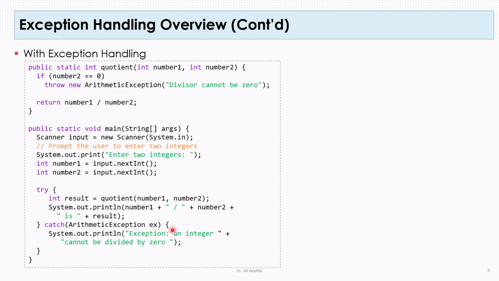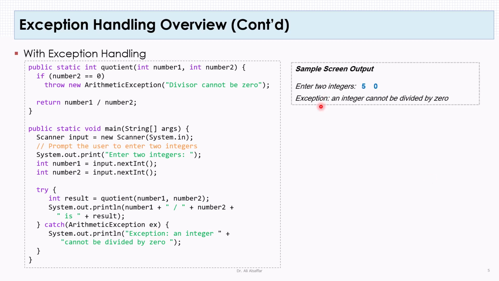And inside the catch statement, it will receive the object for the exception created in the quotient method as an input parameter by the name EX. But inside the catch, we are not using the object that was created in the quotient method. We are just simply printing a message saying that an exception has occurred, that an integer cannot be divided by 0. So here is a sample input output. After asking the user to enter 2 integers, if the user enters 5 for the first integer and 0 for the second integer, then the method quotient will raise an exception, and we will jump into the catch statement, and the catch statement will print exception, an integer cannot be divided by 0.